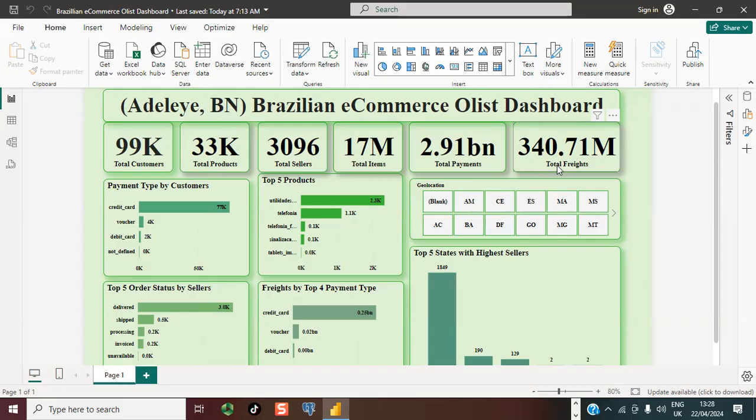Now, looking at other insights from the data, most payments by customers, they use credit card, about 77,000. So credit card users top the chart compared to other payment types.